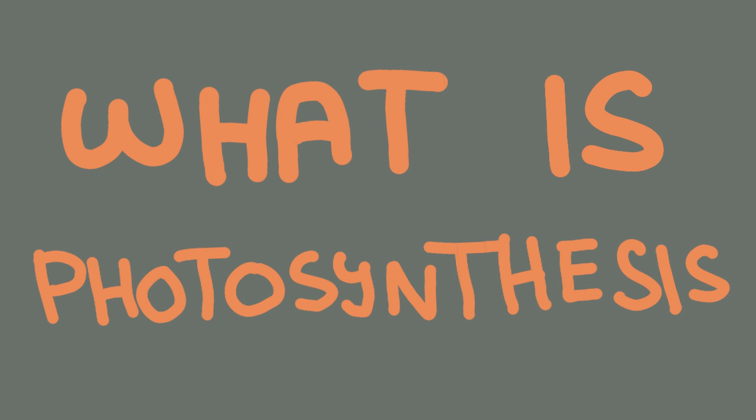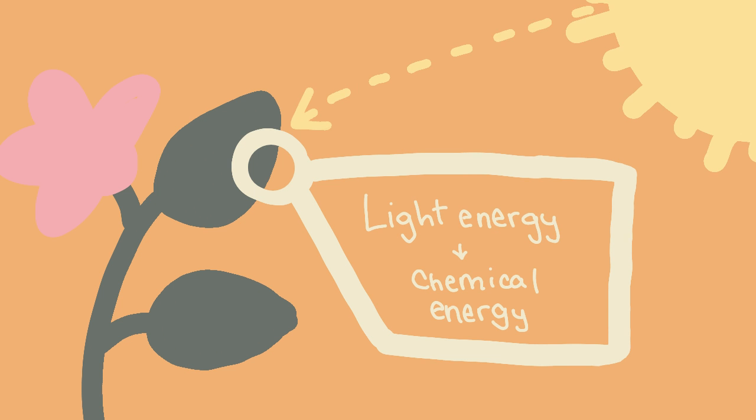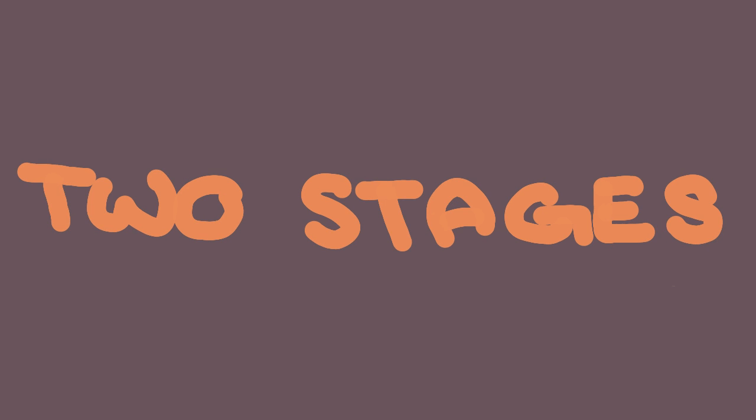Let's go back to the beginning of chlorophyll and carotenoids in photosynthesis. So, what is photosynthesis? Photosynthesis is the process by which photosynthetic organisms sustain themselves with the energy released by the sun, by converting light energy into chemical energy. There are two major stages that help with the formation of energy.